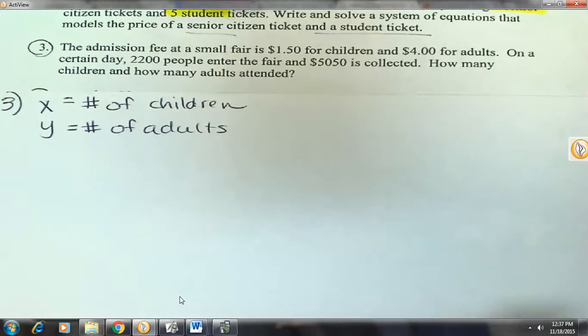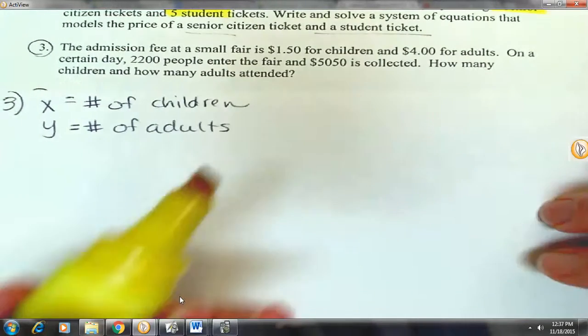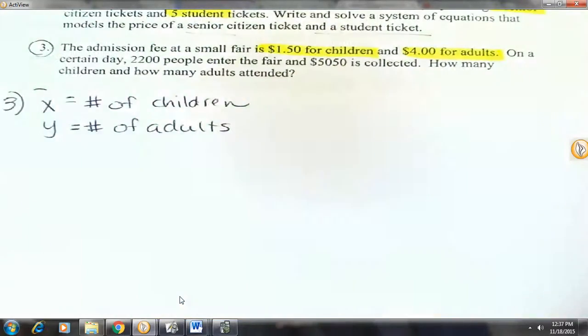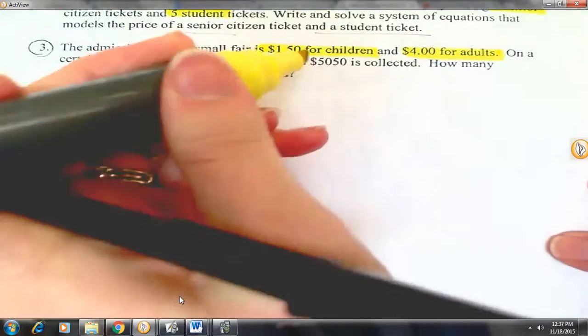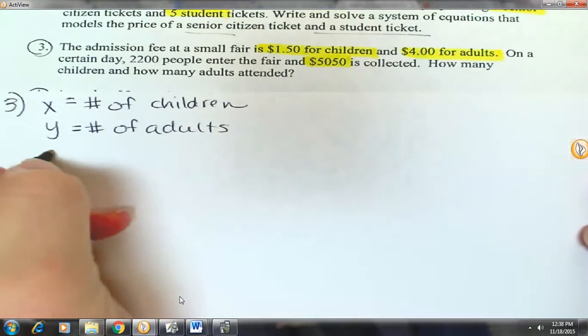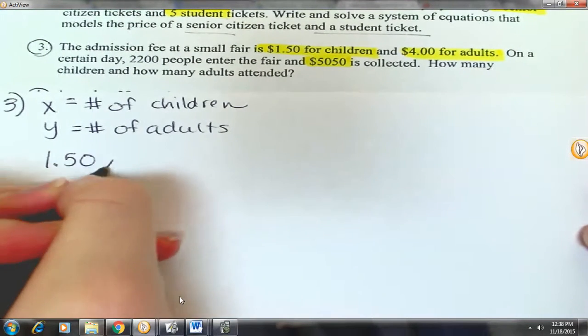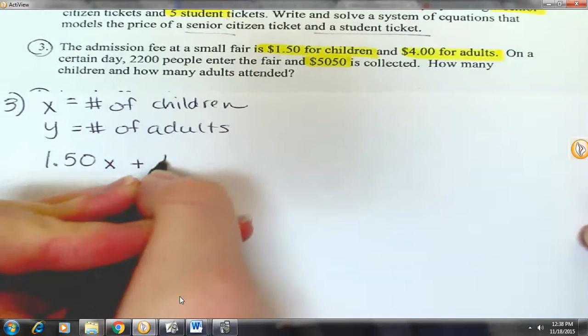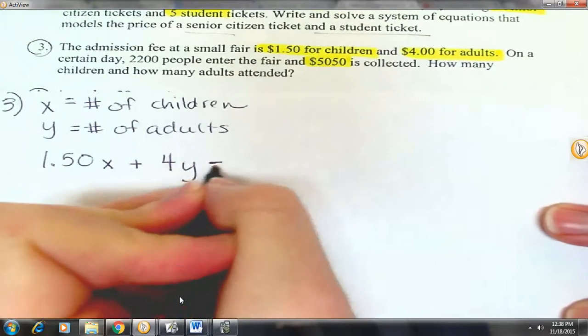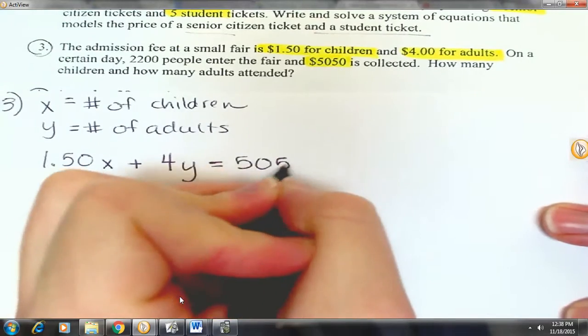We know that it's $1.50 for each child and $4 for each adult. And on that particular day, they collected $5,050. So $1.50 per child, $1.50x, plus $4 times the number of adults, 4y, for a total of $5,050.